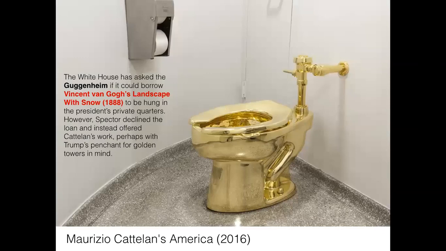Another example for Catherine is this sculpture, a golden toilet, but the title is very funny. He called it America. The work is from 2016. There's a very interesting story behind it, because the Guggenheim Museum tried to offer this work, America, to Trump and put it in the White House.